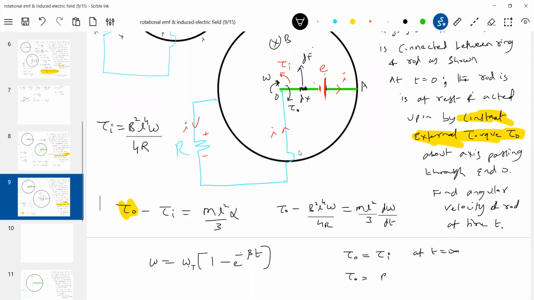What is the induced torque? B square L to power of 4 omega t by 4R, equal to tau naught. So there are two ways. Solve mathematically, integrate, put t equal to infinity, and you'll get the terminal angular velocity. Or else directly, after a long time the induced torque should become equal to the external torque, and you know the induced torque, so write omega t and solve it. So this is the terminal angular velocity.